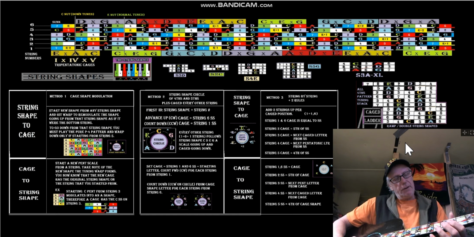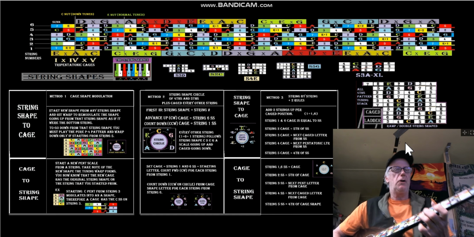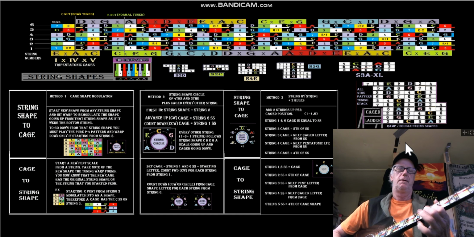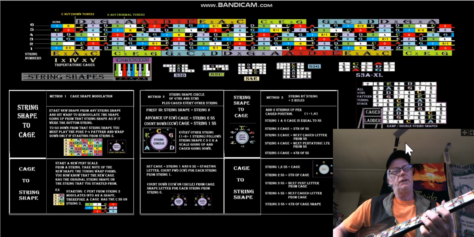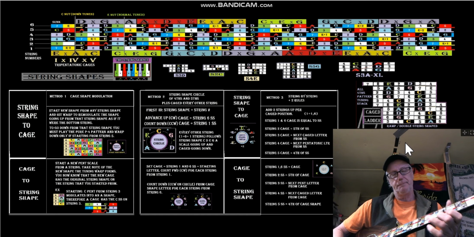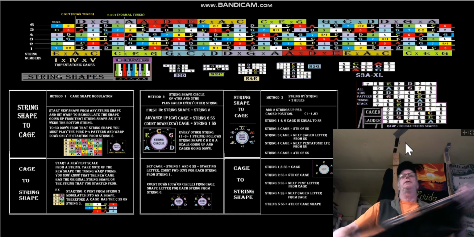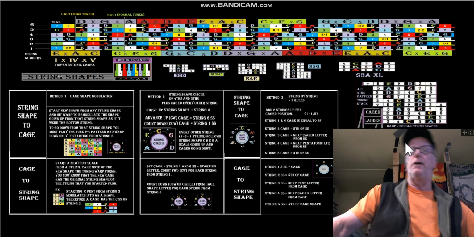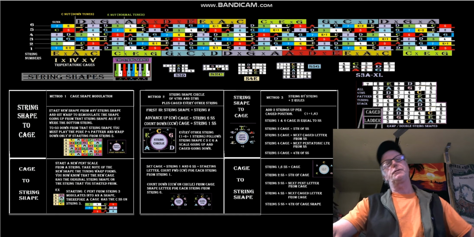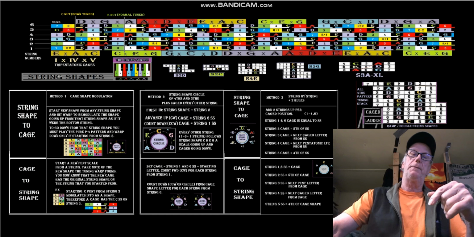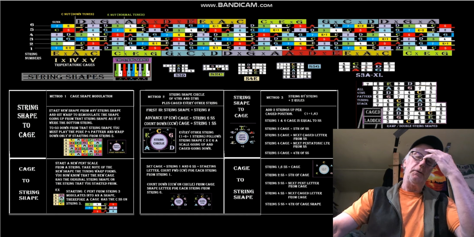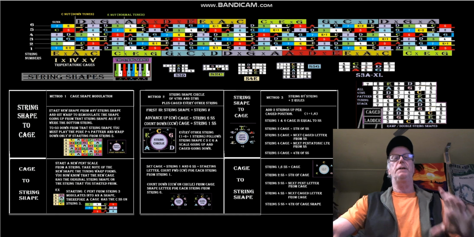And then if you're on a string shape, say I'm doing one of these solos, and I want to know what cage am I in? I know I'm on a 5 6 string shape. What cage am I in? That's what this chart is also going to find, vice versa. What cage are you in if you're on a string shape? Where are the string shapes if you're in a cage?